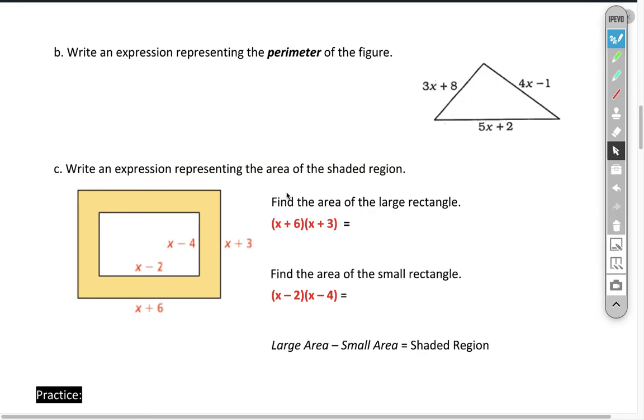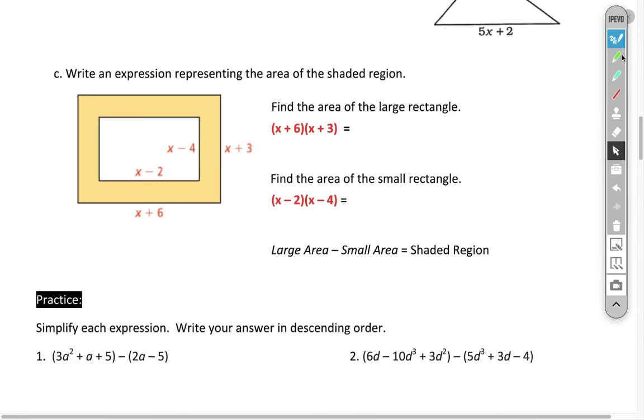All right, last question before I send you on your way to do your practice. C says to write an expression representing the area of a shaded region. So we're really given two rectangles here. And it says to find the area of the large rectangle. So area, hopefully we all remember this, is length times width. So we've got x plus 6 times x plus 3.